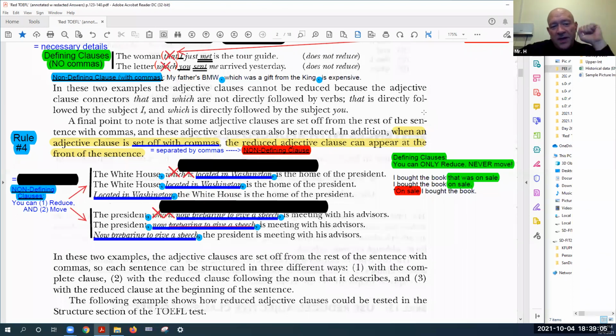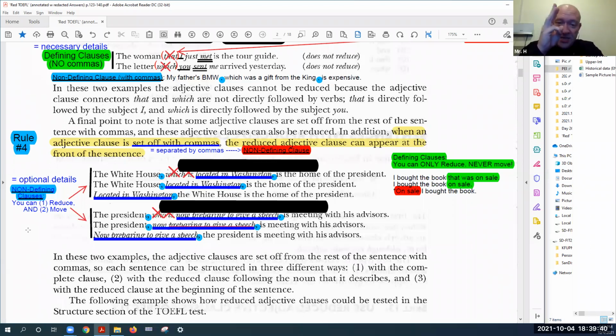Now, what is on the left side over here, Ibrahim? Do you see where it says non-defining? Can you read that? Non-defining: you can reduce and move. You can reduce it and you can move it. Now, if it's non-defining, is this necessary information or is it optional information? Optional. That's right. Optional details, optional information.